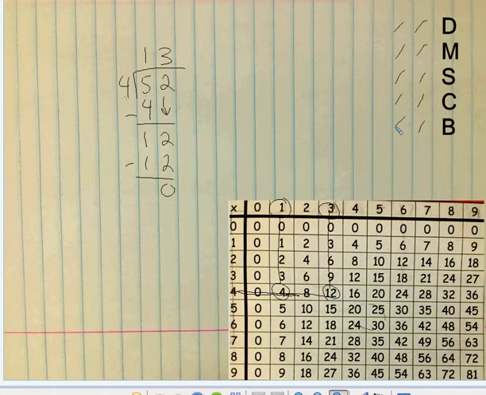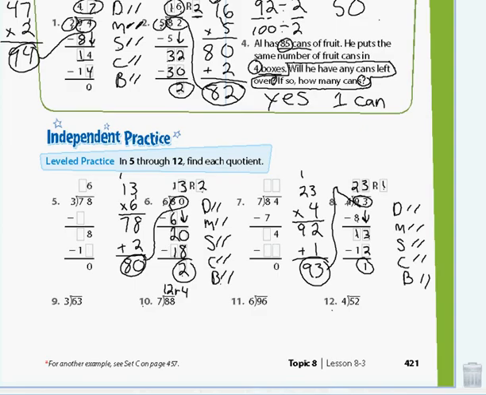We'll check it to make sure we're right. 13 times 4. 3 times 4 is 12. 4 times 1 is 4, plus 1 is 5. That matches that, so we did it right. Okay, so our answer is 13. Go back to the worksheet. And 13 is our answer.